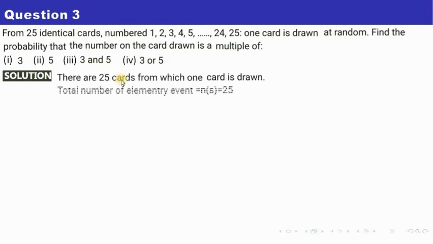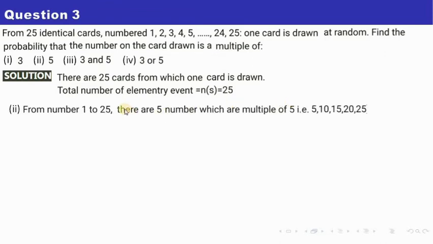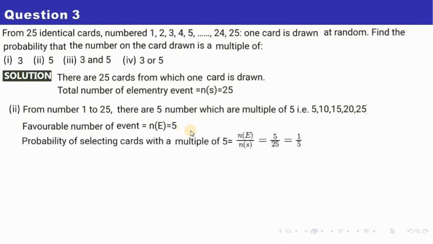There are 25 cards, so you can take out any one of them. So the total number of possible outcomes is 25. Fine. Now let me take question number 2 for you. From 1 to 25, let us take the multiples of 5. The multiples of 5 are 5, 10, 15, 20 and 25. So there are 5 numbers, isn't it? So the probability of selecting a multiple of 5 will be NE by NS, that is 5 by 25, which is 1 by 5.